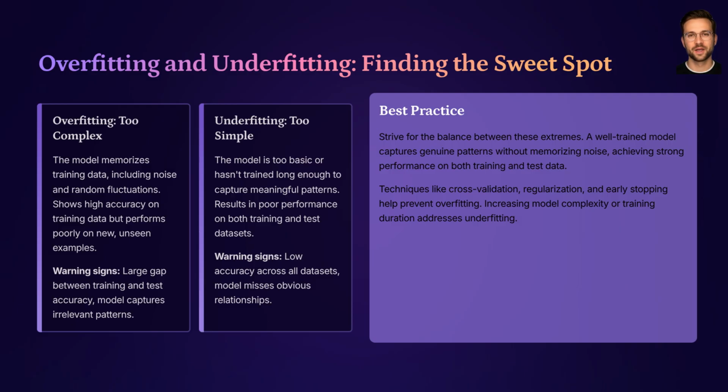For AI-900, you are not expected to tune models in detail, but you should be able to recognize these two situations in simple terms. Overfitting is memorizing training examples and failing to generalize. Underfitting is not learning enough from the data and missing important relationships.